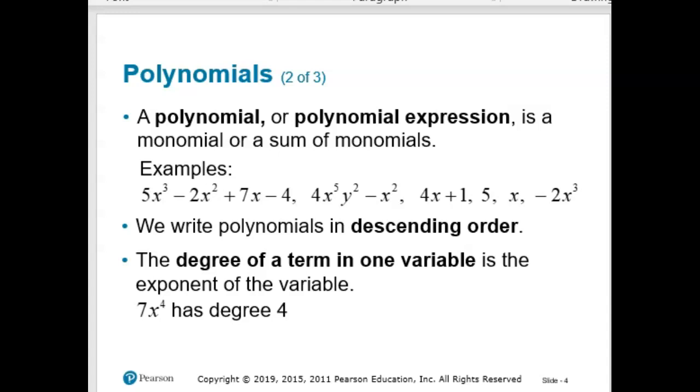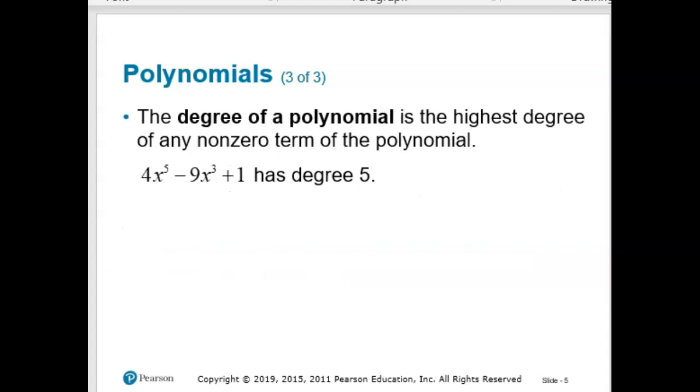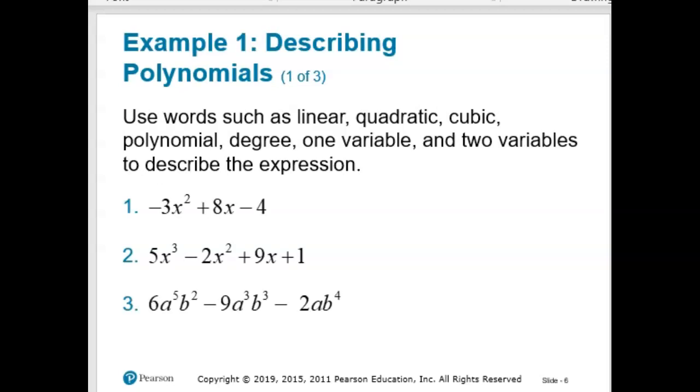The degree of a term in one variable is the exponent. So 7x to the 4th has a degree of 4. The degree of a polynomial is the highest degree of any non-zero term. So when we talk about the degree of the whole polynomial, you'll look for the largest exponent, and that is the degree. So 4x to the 5th means that this polynomial has degree 5. We use words such as linear, quadratic, cubic, polynomial, degree, one variable, or two variable to describe polynomials.